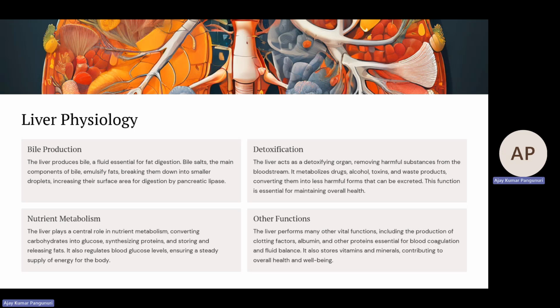Coming to the liver physiology, bile production. The liver produces bile, a fluid essential for the digestion of fats. Bile salts, the main components of bile, emulsify fats, breaking them down into smaller droplets, increasing their surface area for digestion by pancreatic lipase.